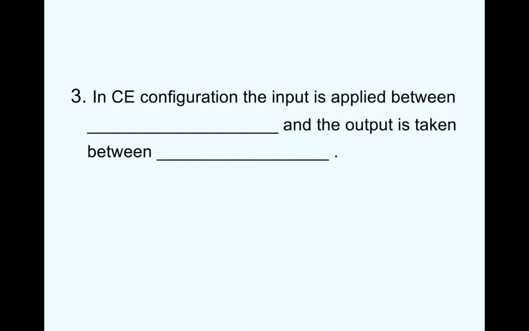In common emitter configuration, the input is applied between base and the emitter, and the output is taken between emitter and the collector.